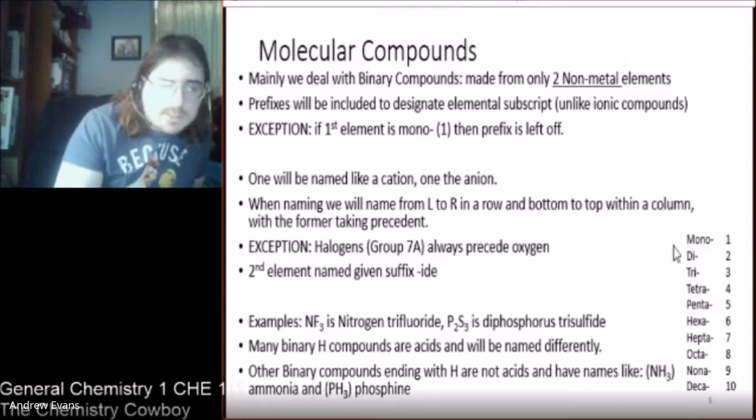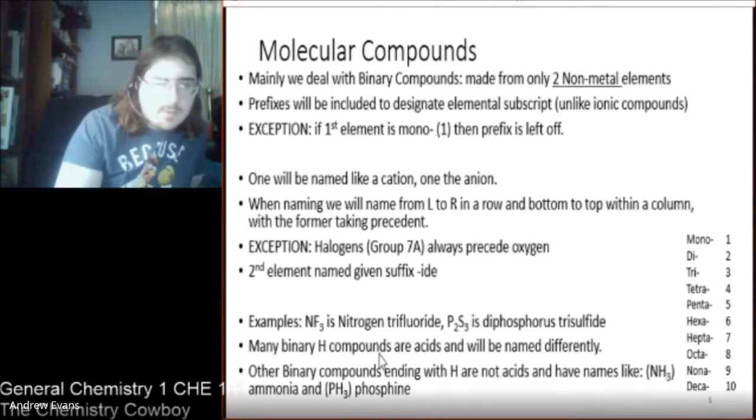We'll give them a prefix. And if the first guy's 1, we leave it off. So it's not monocarbon dioxide. Just carbon dioxide. So we're just assuming the first one's 1 unless told otherwise. So NF3, nitrogen is to the left of fluorine, so we call that nitrogen trifluoride. Now we have P2S3, we call that diphosphorus trisulfide. Phosphorus is to the left of sulfur, so we name phosphorus first.